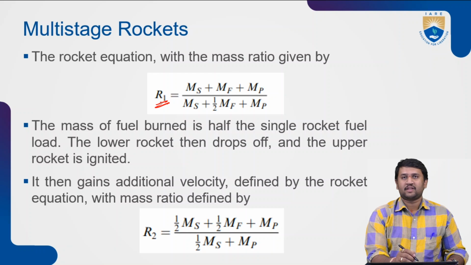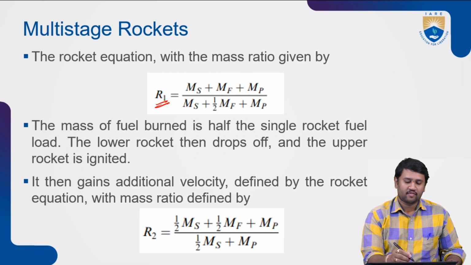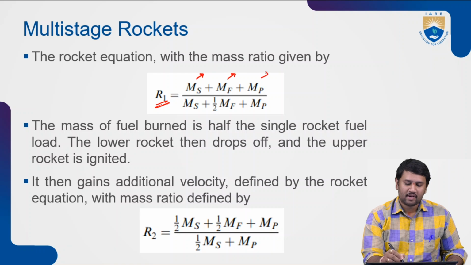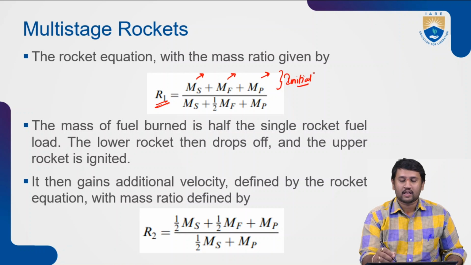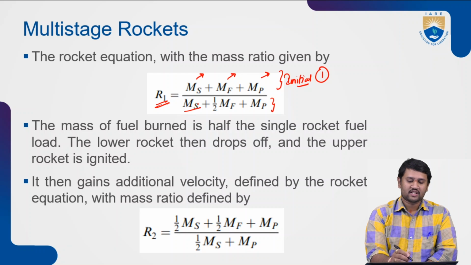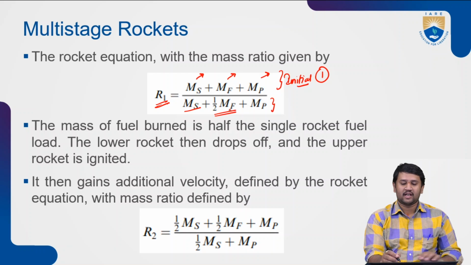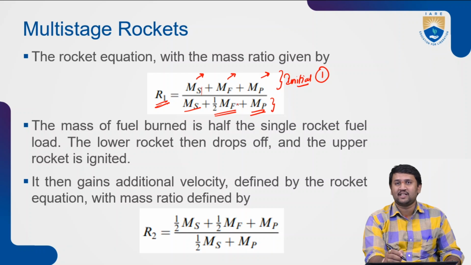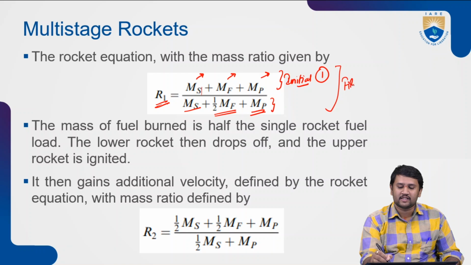R1, which is nothing but the mass ratio for rocket equation 1: the mass of structure, mass of fuel and mass of propellant. These are nothing but my initial complete rocket for stage 1. And for the final mass, what will we have? The mass of structure will remain as it is, and the mass of fuel will be my final one, as well as the mass of payload. The payload remains as it is, structure remains as it is. The fuel gets reduced to half. Now, this is all related to my first stage.